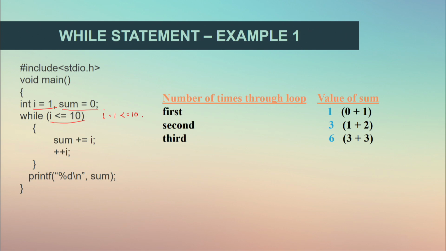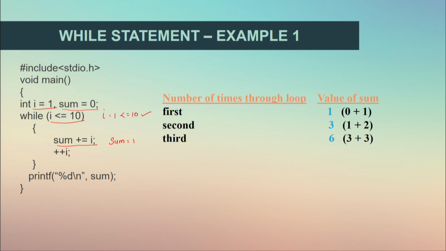If this condition becomes true, then it starts executing the set of statements inside the loop, which is sum plus equal to i. Sum is initially 0, which is getting added with the value 1. Henceforth, the sum becomes 1 at the first iteration.